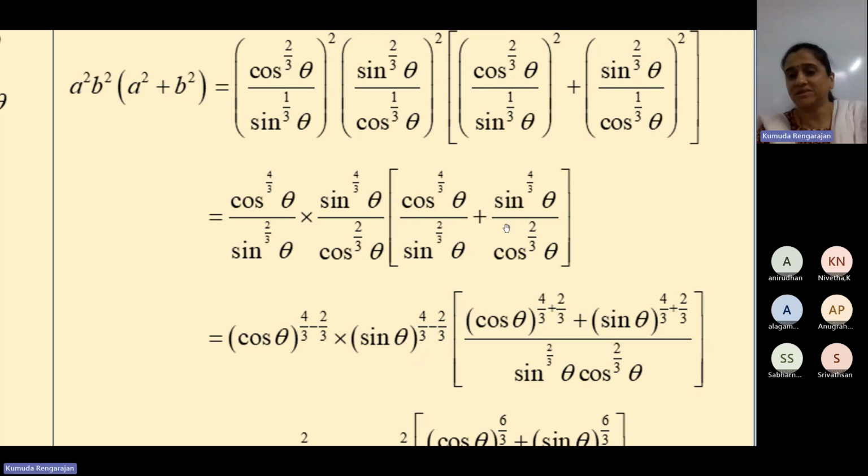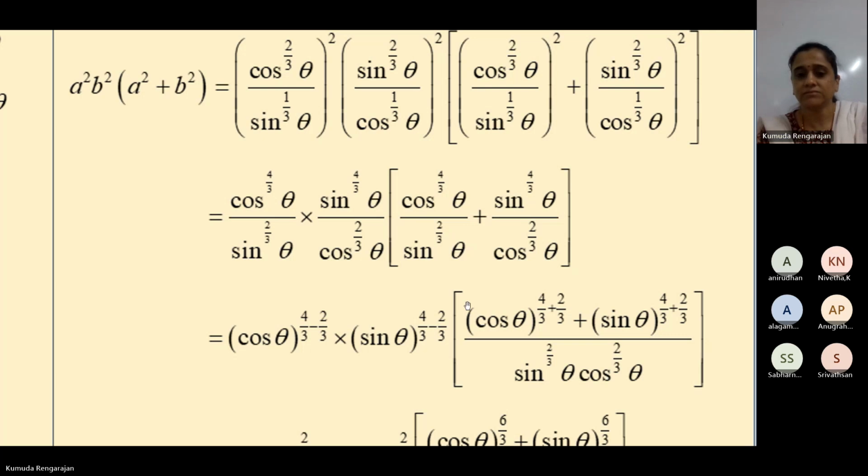Here you have to take the LCM, because whenever you have fractions connected with a plus or minus sign, you have to take the LCM. Here it is cos theta, this is sine theta. So you cannot use the law here because the bases are different. This is one fraction, this is another fraction, connected by a plus sign. So you have to take the LCM. The product of the denominators is the LCM. Multiply these two, that's the LCM.